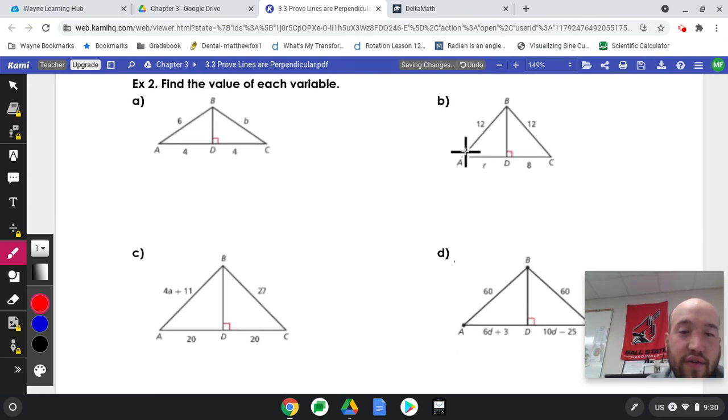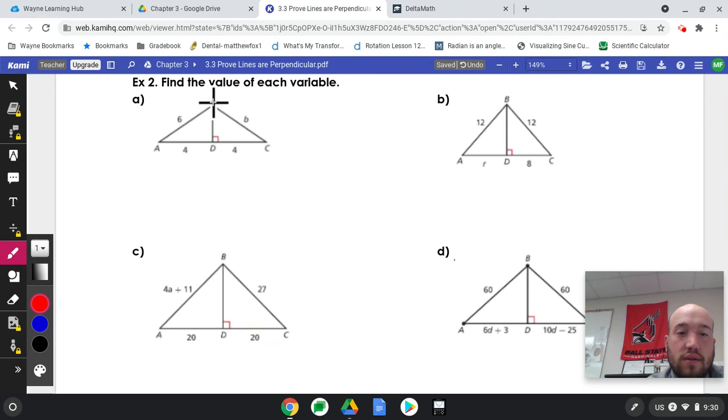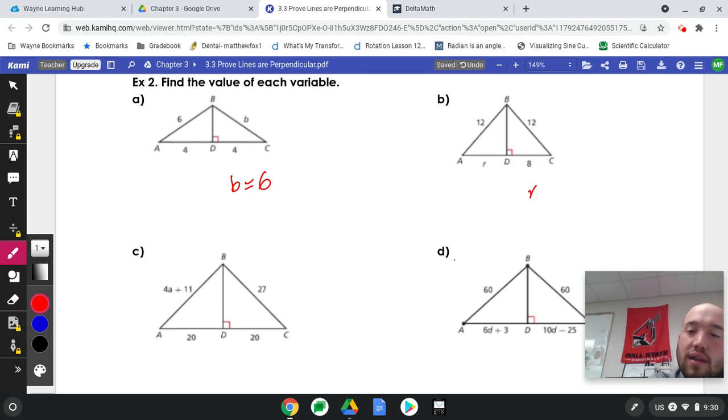So find the value of each variable here. Do you see how BD is the perpendicular bisector because there's a 4 and a 4, so those are the same? It's a right angle, so we know then that B to A and B to C are the same. So we look here, B would have to equal 6, and we're done. Now in the next one, if B to A and B to C are both 12, then BD is a bisector, or a perpendicular bisector. And so then we know that R has to be 8.